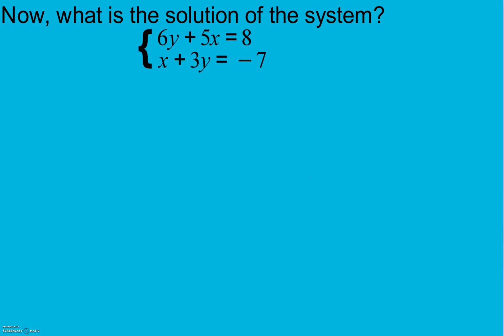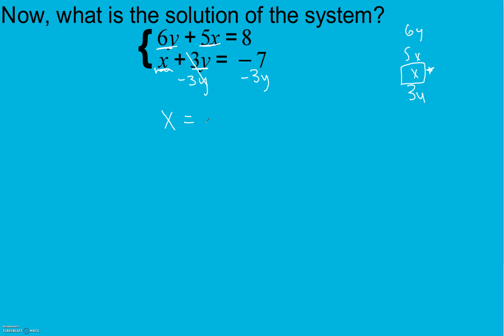Now feel free to pause and give this a try if you'd like. Okay, when we compare our variables, I have a 6y, a 5x, a 3y, and just an x. The easiest one here to solve for is just the x because there's no number in front of it. So that's the one I'm going to solve for. In order to do that, I have to subtract a 3y. It's being added, we get rid of it by subtracting.